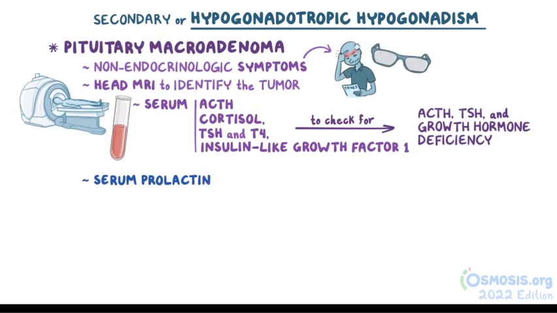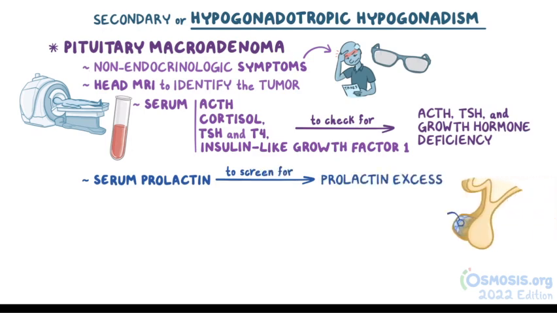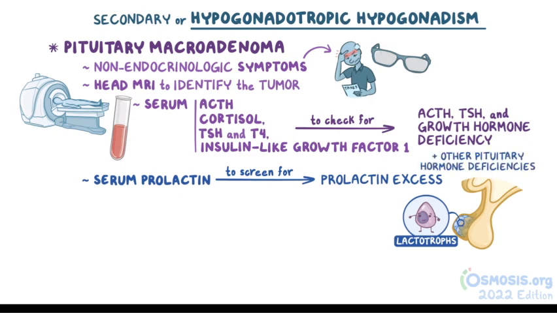Serum prolactin should also be determined in this situation, not to assess prolactin deficiency, but rather to screen for prolactin excess. That's because macroadenomas can derive from lactotroph cells and secrete excess prolactin. At the same time, they compress the rest of the pituitary and cause other pituitary hormone deficiencies.